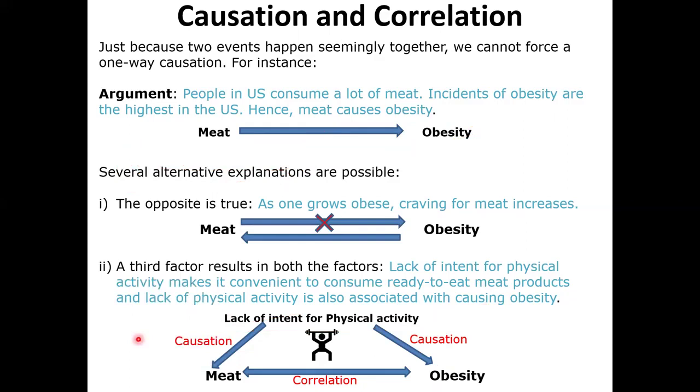Suppose here the correlation is that people consume a lot of meat and the incidence of obesity is highest in the US. Can I add an argument saying that people who consume meat and people who are obese are not in the same category? Okay.